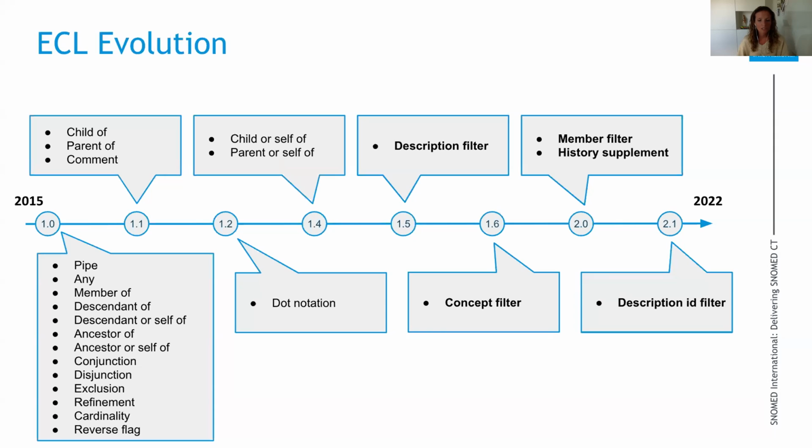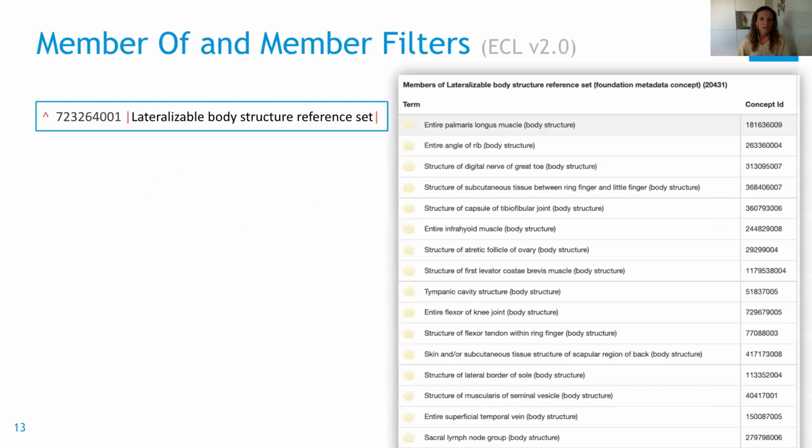But now I just want to spend a few minutes exploring the features introduced in version 2.0, because this version introduced some very significant improvements to the language. You may already be familiar with the member of function, and this function evaluates to the set of SNOMED CT concepts that are referenced by the given reference set. So in this example, this example is satisfied by all members of the lateralizable body structure reference set. So this is a useful query because the result will tell us all the SNOMED CT concepts that can be lateralized, where we can apply the laterality attribute.